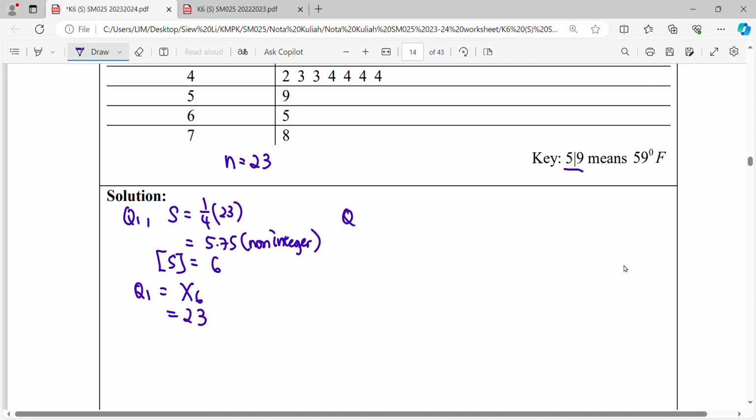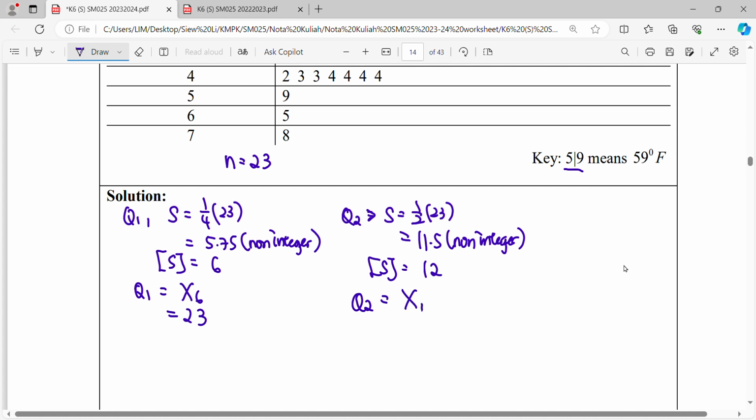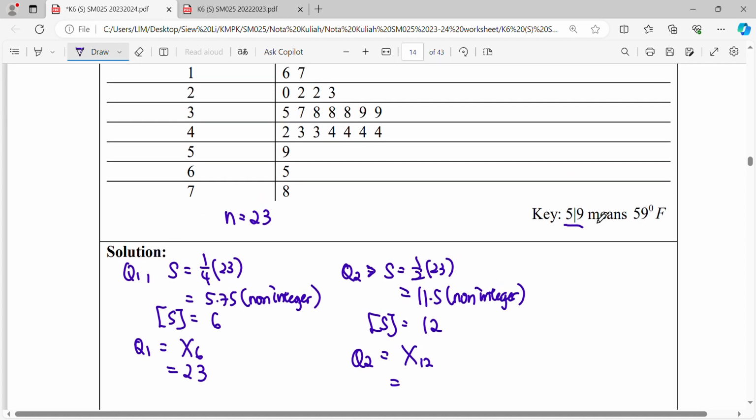Alright, then continue. Second quartile. Finding the position first, which is 1/2 times 23. It gives us 11.5, also a non-integer position. So we round up and it becomes 12. So the second quartile, or median, will be the data in position 12. Just now this was position 6. Continue 7, 8, 9, 10, 11, 12. Position 12 is here, so it will be 39. Continue to the third quartile.